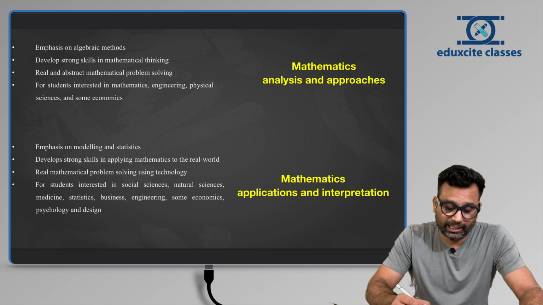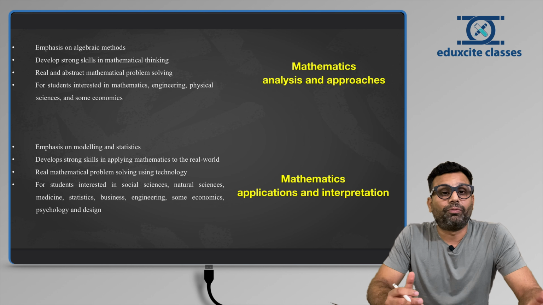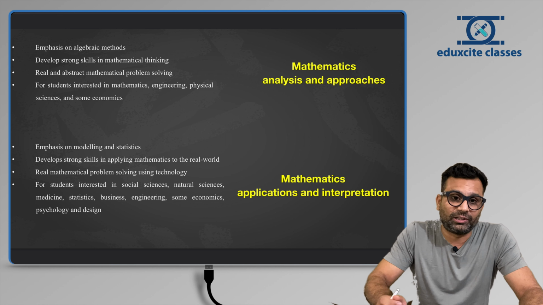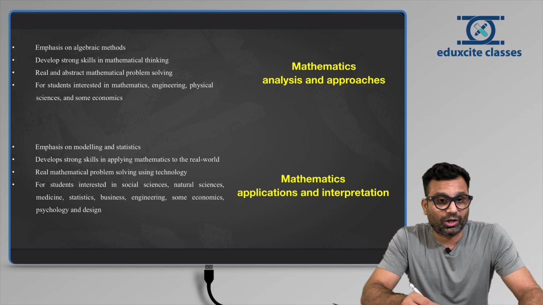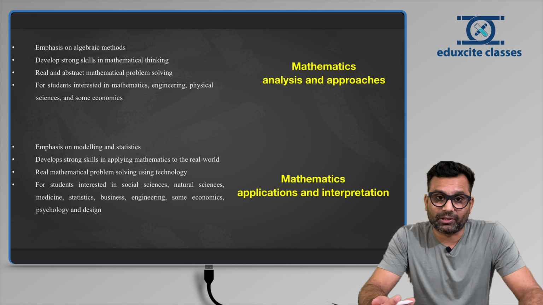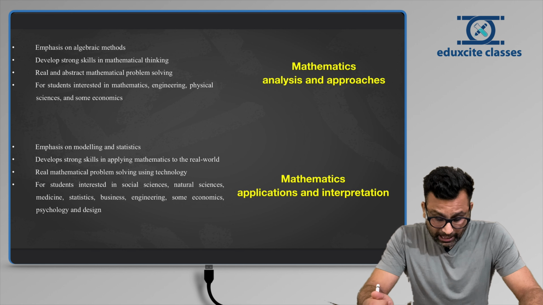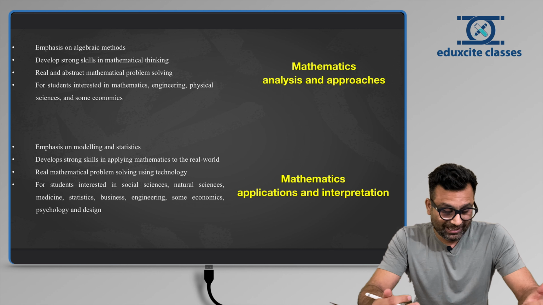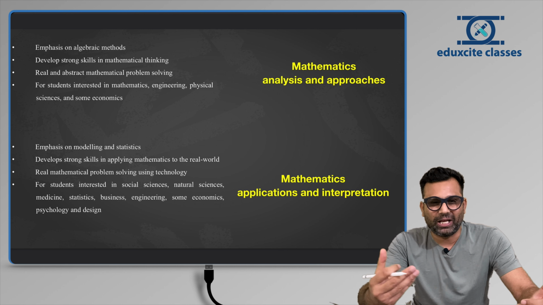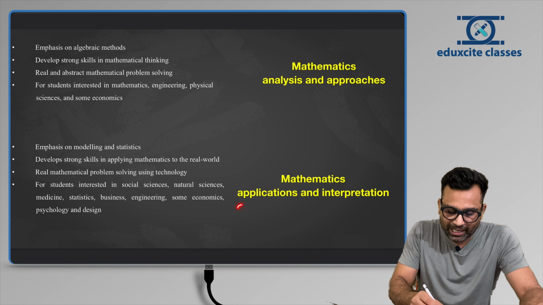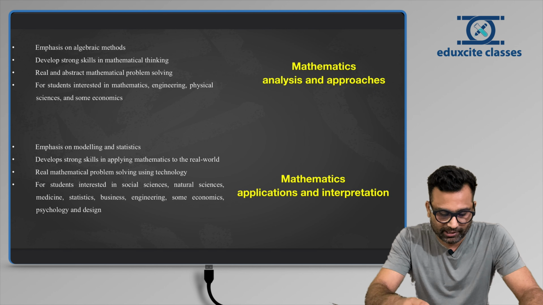Now this is most important. Technology plays a very important role when we talk about application and interpretation. You are allowed to use your graphic display calculator in all the exams of AI. On the other hand, with AA, you can use your graphic display calculator only in paper 2 and paper 3. Paper 1, it is strictly prohibited. It's not allowed. Even in AI, you can think about going for medicine, business, economics, psychology or design, because in AI the backbone is statistics, and for AA the backbone is calculus. So you need to keep these things in mind.